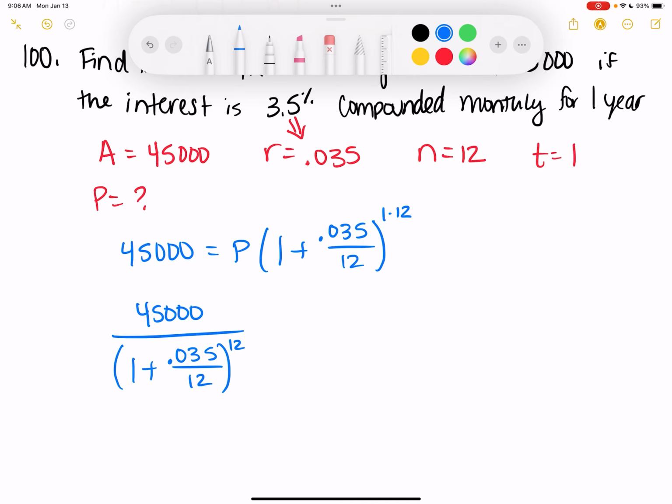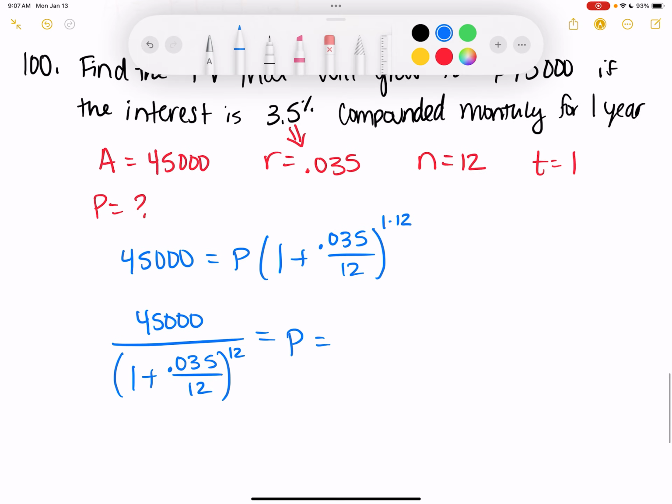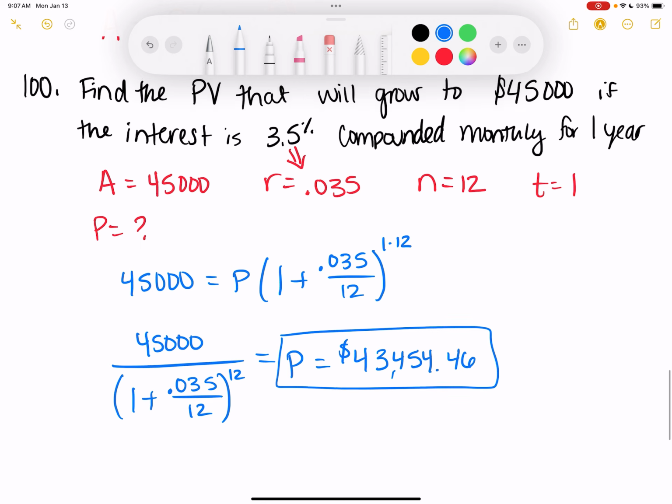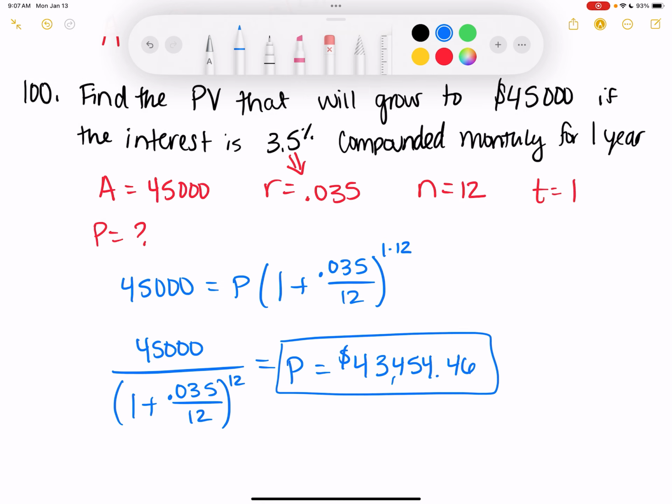Hit equals. And so the initial amount, or the amount that I have basically right now, is P equals $43,454, and because this is money, we do 2 decimal places, so 46 cents. So that would be the principal amount that we started with, or the present value.